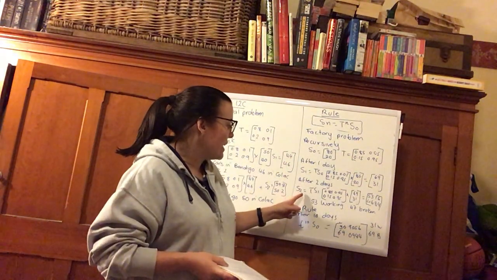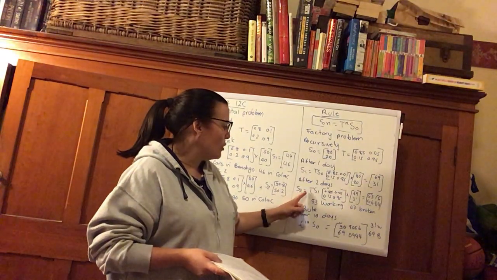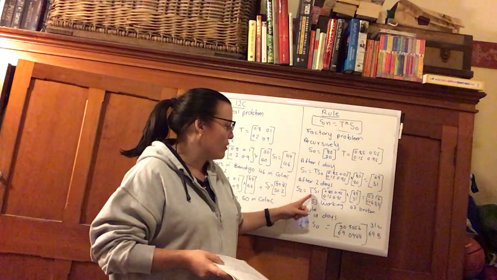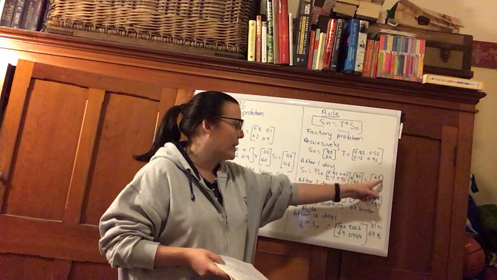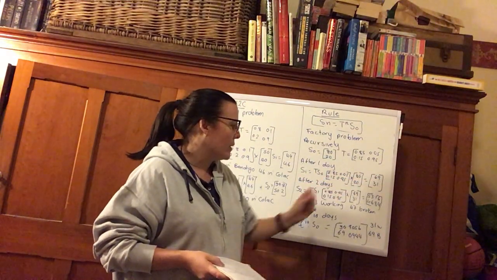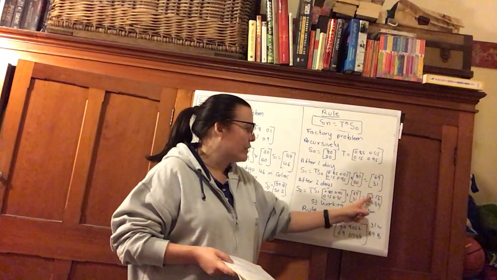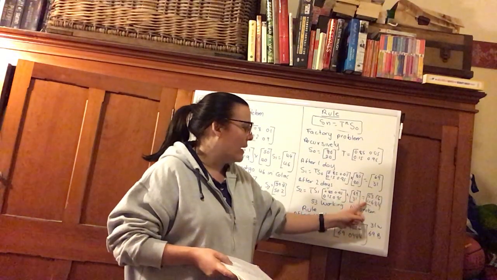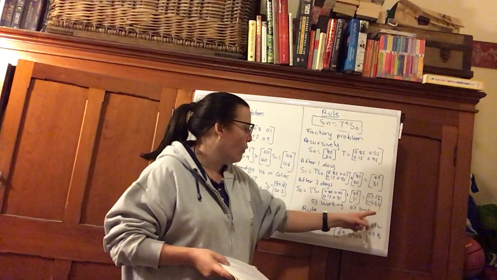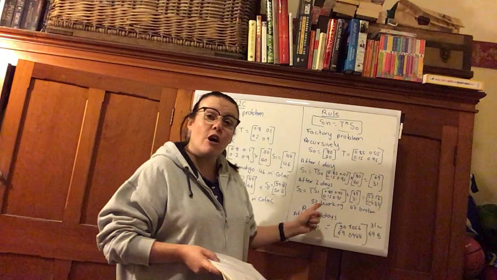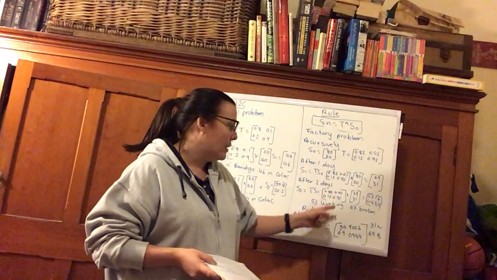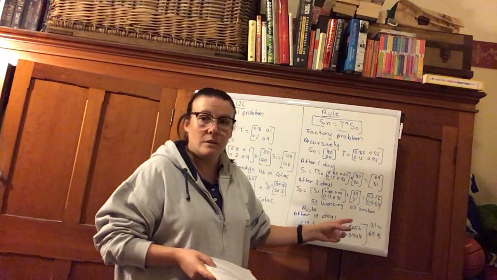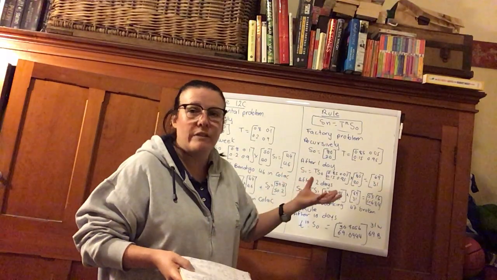After the second day, S2 would equal T, the transition matrix, multiplied by the answer from S1. And I get 53.16 and 46.84, which means I've got 53 working and 46 broken, because we don't talk about point whatever of something.